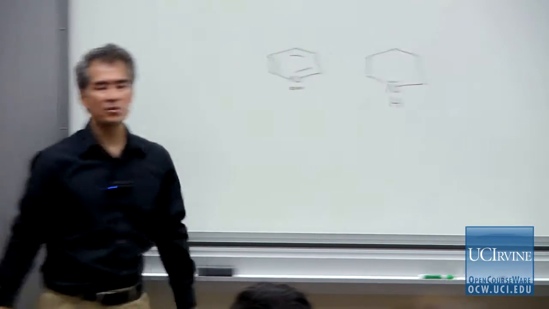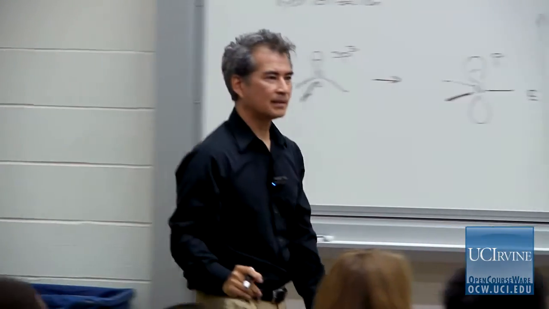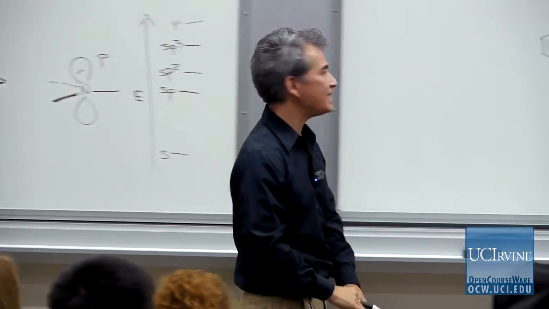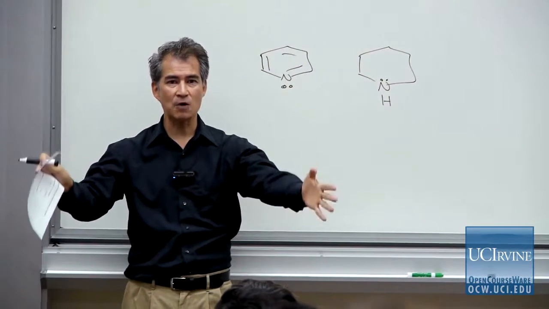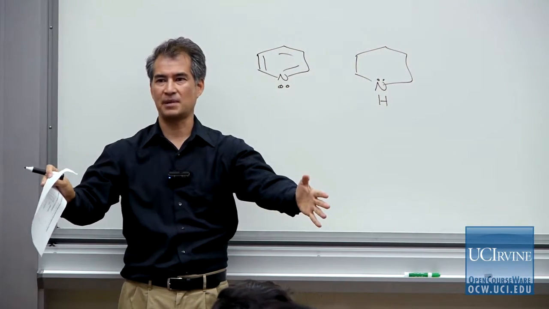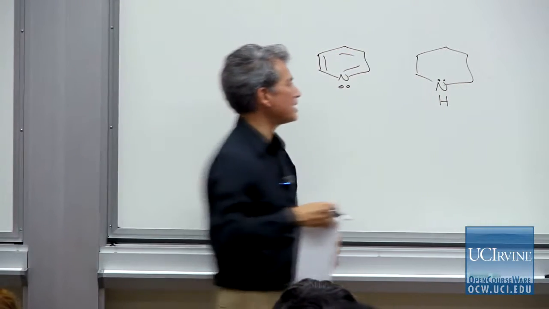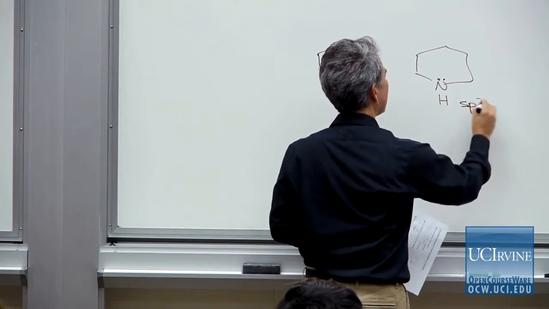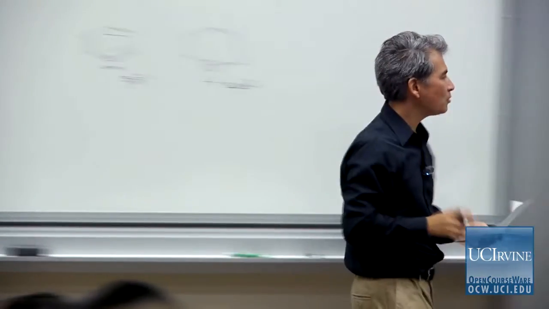Which of these is more nucleophilic? Man, the answer should be instantaneous. This one is more nucleophilic. It is about 100,000 times more nucleophilic than pyridine. Lone pair on nitrogen, but they're not all the same. And that's because this is sp3 hybridized and this is sp2 hybridized. Those lone pairs are totally different.